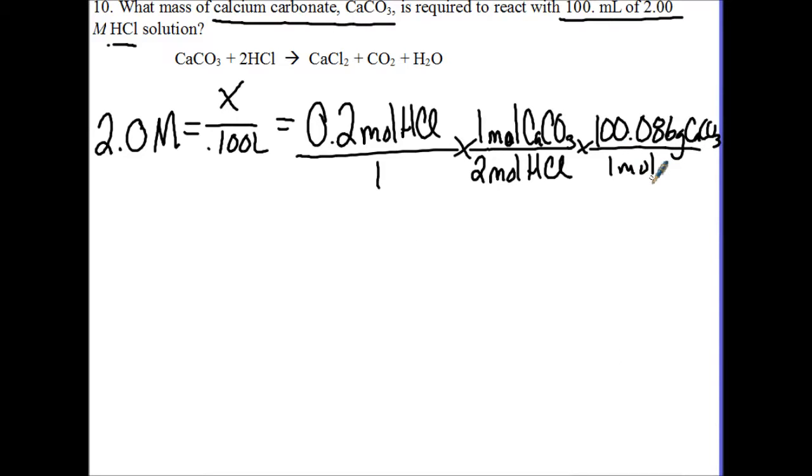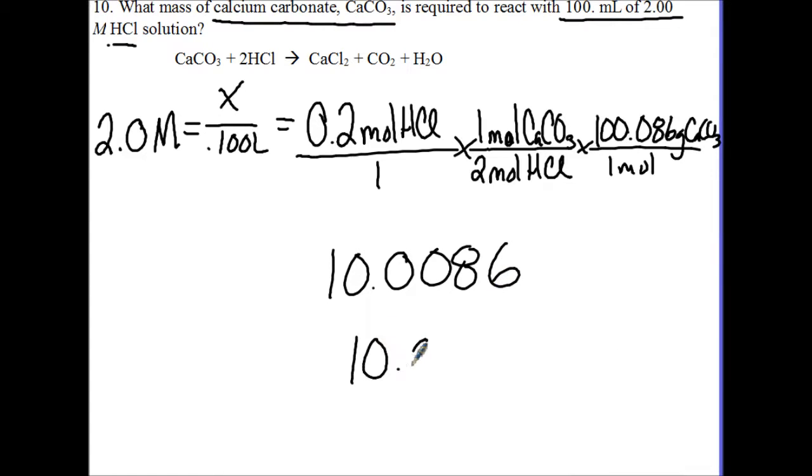Multiply our tops. Multiply our bottoms, which comes to 2, divide the top by the bottom, and we get 10.0086. 3 sig figs, so 10.0 grams.